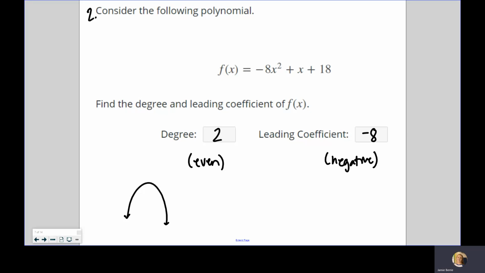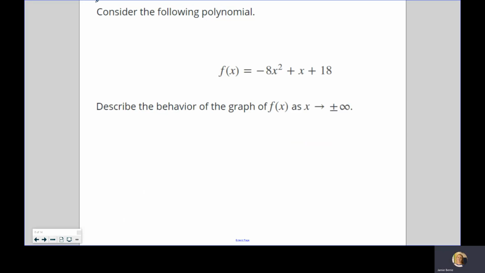Let's look at another example. This is number 3. Oh, well, that was what we just did. It said describe the behavior of the graph of f of x as x increases, or as x approaches positive and negative infinity. So this arrow here, we read it as approaches.